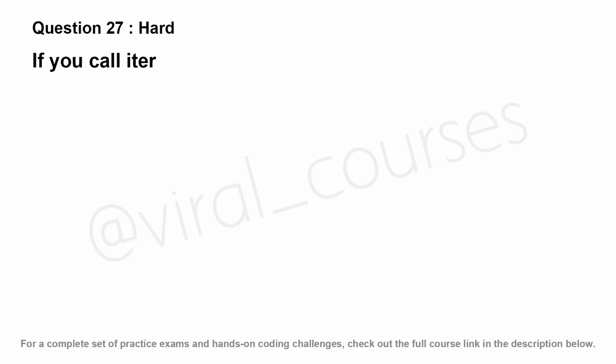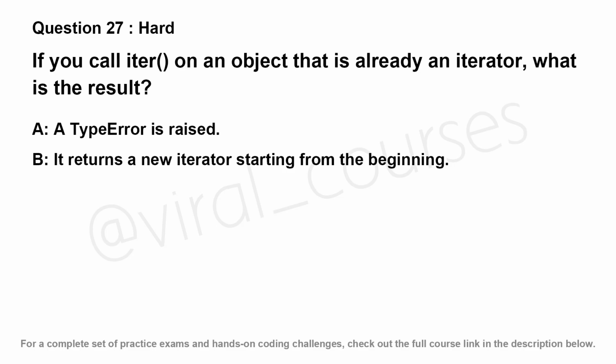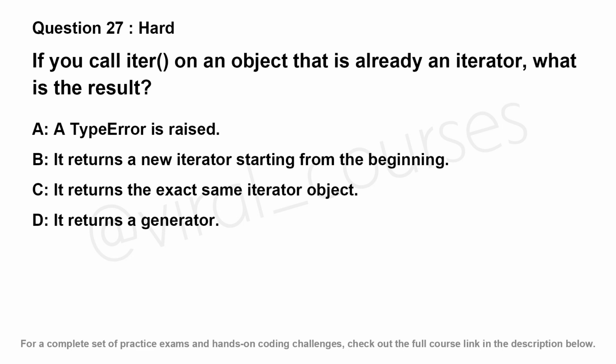If you call iter on an object that is already an iterator, what is the result? Option A. A TypeError is raised. Option B. It returns a new iterator starting from the beginning. Option C. It returns the exact same iterator object. Option D. It returns a generator.